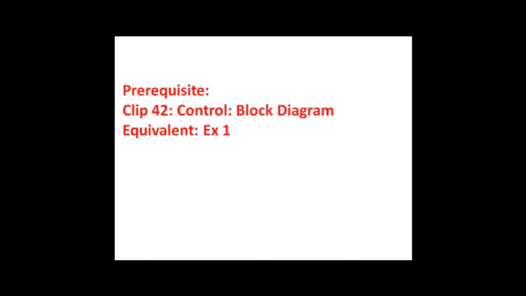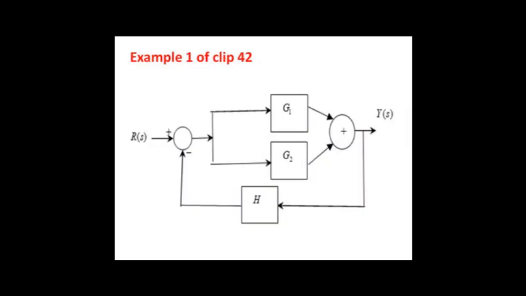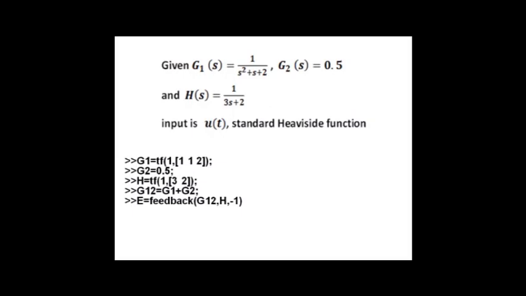Viewers need the background of clip 42, where we discussed how to find the equivalent of a control system when it is given in block diagram form. On the screen, you find the block diagram of clip 42, which needs the transfer functions g1 equals 1 by s square plus s plus 2, g2 equals 0.5, h equals 1 by 3s plus 2.